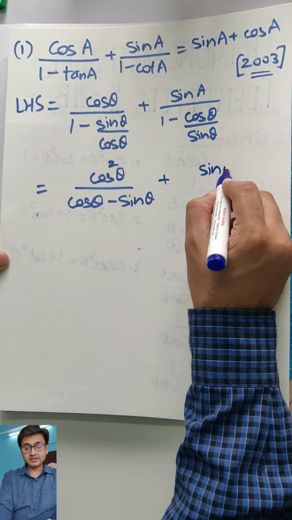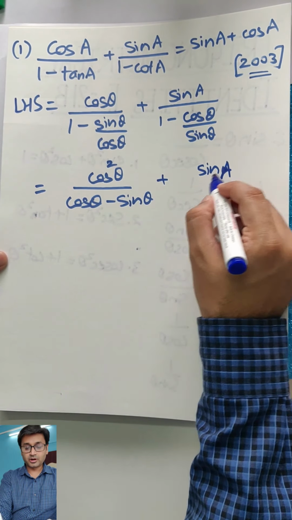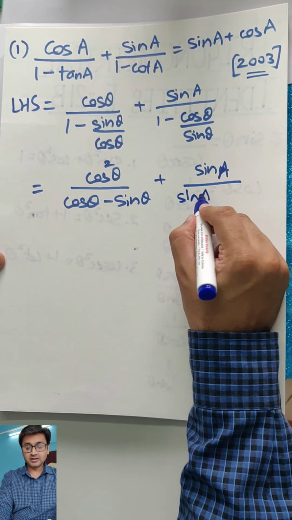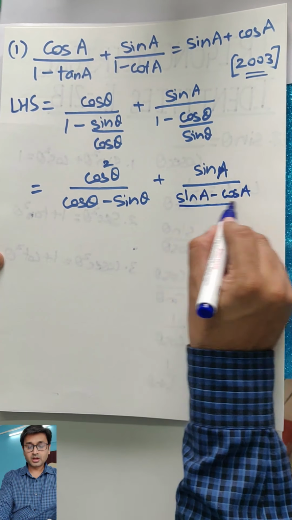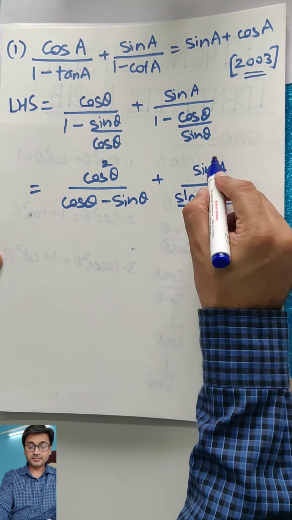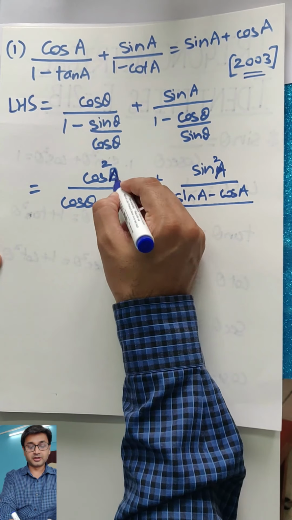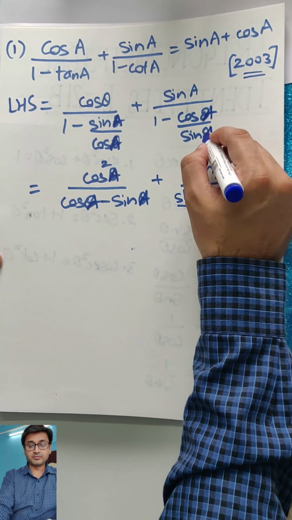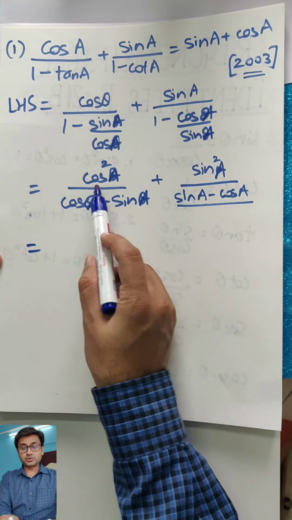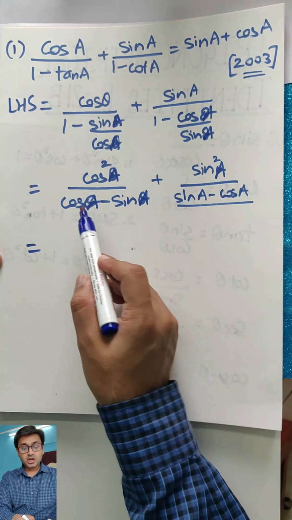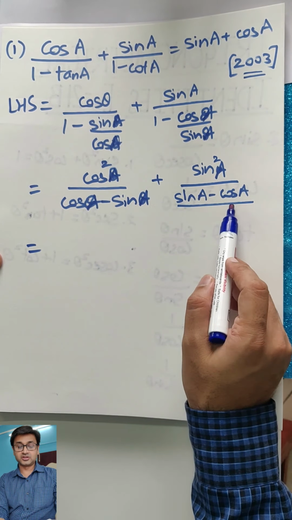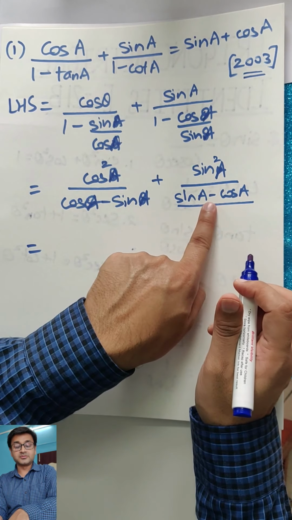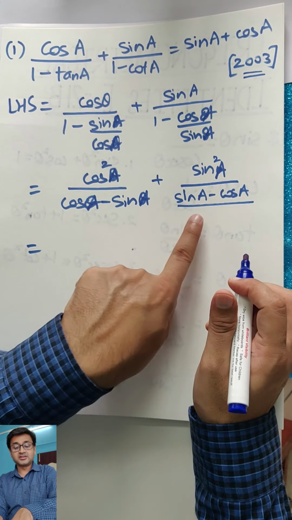Likewise, sine A upon 1. So I take the LCM, I'll get sine A minus cos A upon sine A. Denominator goes up, so numerator. All this is A and not theta. I messed up by writing theta. I'm so sorry, please change it. So now you have cos square A, sine square A in the numerator: cos A minus sine A minus cos A. Both are different with sine. You have cos as plus, but your cos is minus. Your sine is minus, your sine is plus.